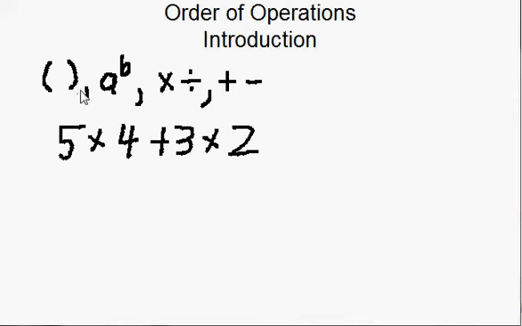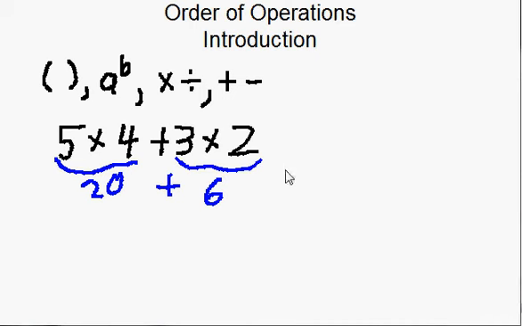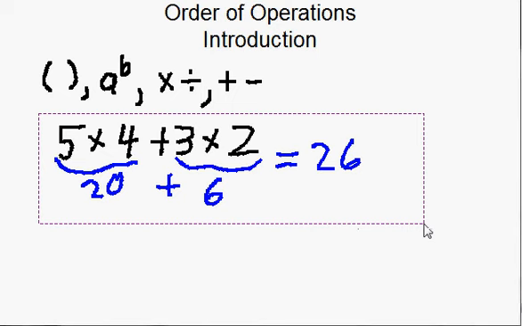There's no parentheses or exponents in this expression. So all I need to do here is make sure I do the multiplications before the additions. This multiplication here ends up being 20, and this multiplication here is 6. So I have 20 plus 6, which is equal to 26. Not too bad. Let's do a second example.